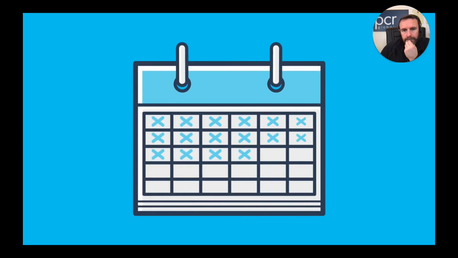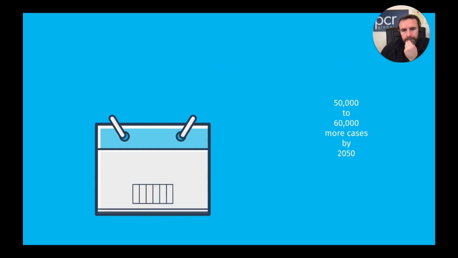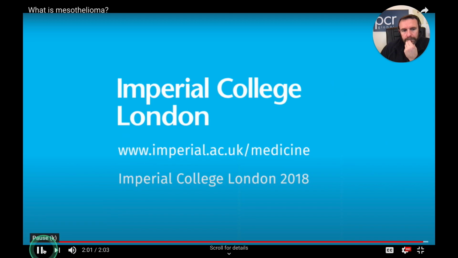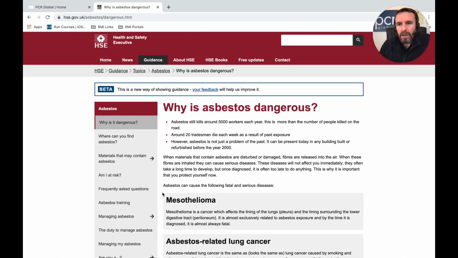Mesothelioma may not develop for 15 to 60 years after contact with asbestos, which is why cases have increased in recent years. It is estimated that there will be 50,000 to 60,000 more cases in the UK by 2050. Very important message there. So, back to the HSE website.